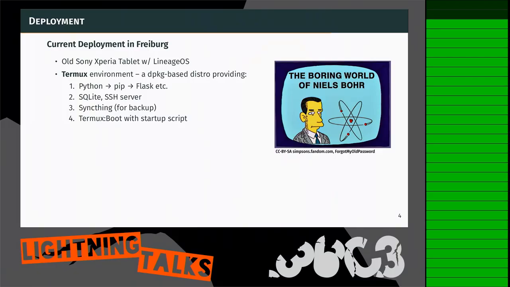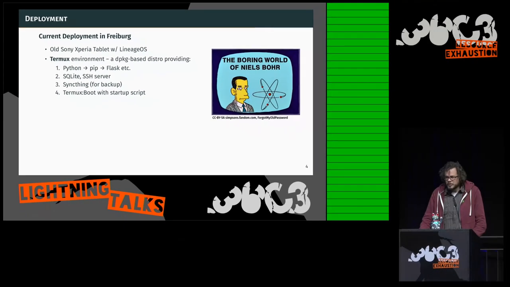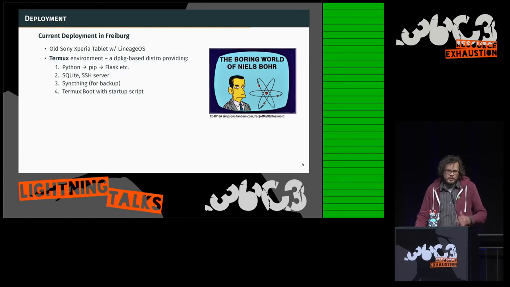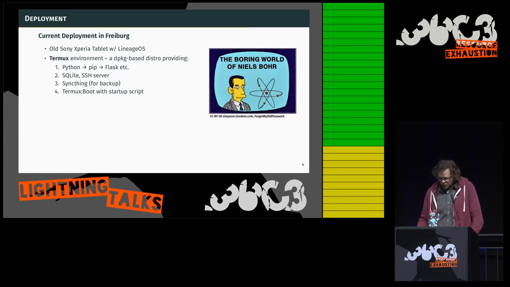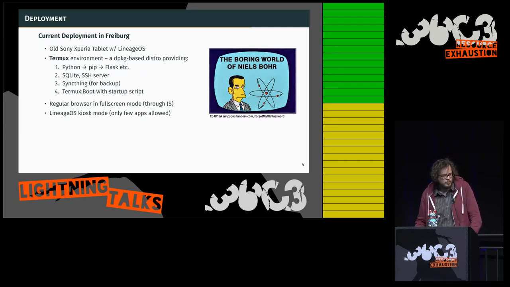For the deployment, still boring. We have it running in Freiburg for this year now, just an old Sony tablet, and the whole system is actually contained in the tablet. There's no other server or any other system or hardware needed to consume beverages in the Freilab. And this is made possible by the Termux environment. Many people think Termux is just a terminal application, but actually it's providing a full-blown distro, and you can install all these packages and run these server components with a startup script on the tablet itself. So it doesn't even need an internet connection to work. The user just sees the browser, and the browser is put into full screen mode, so the user doesn't actually see the browser, only sees our interface, as I showed you in the screenshots.